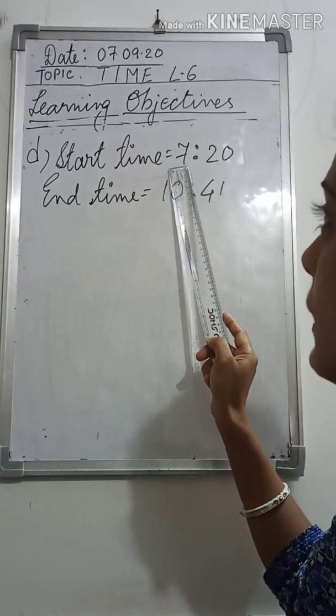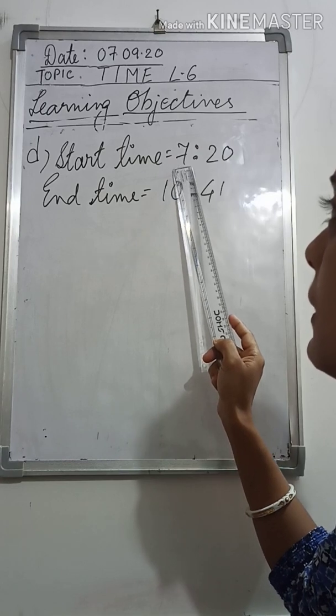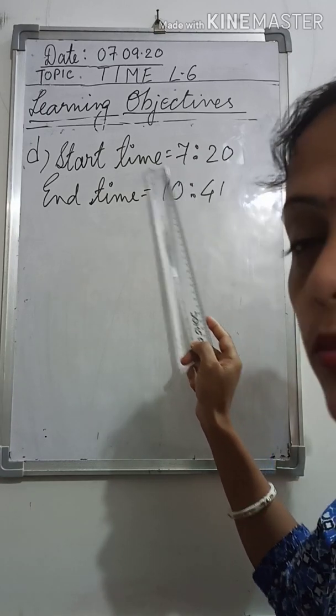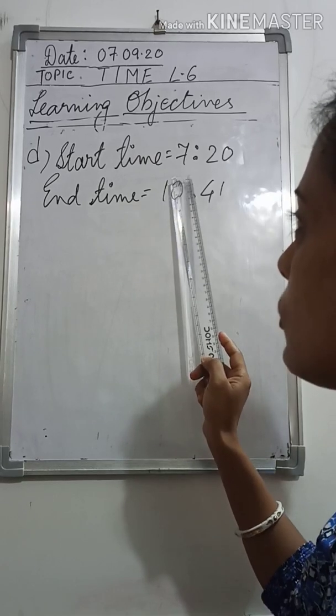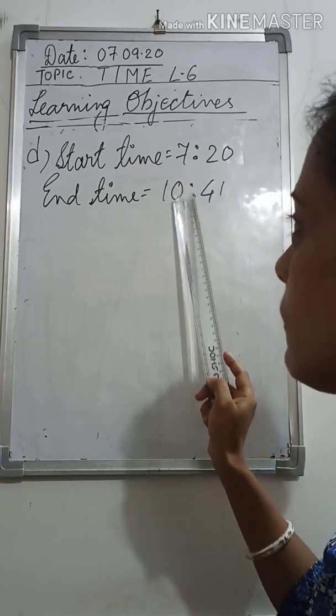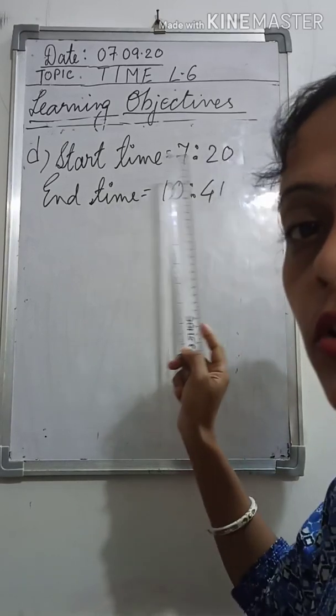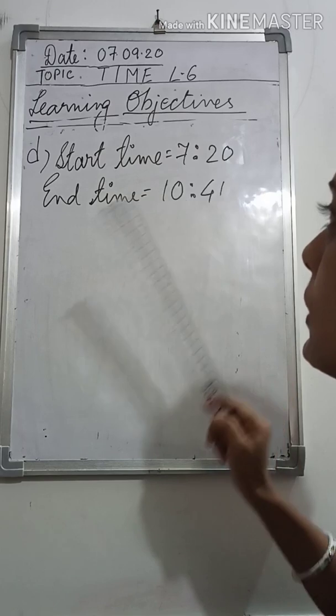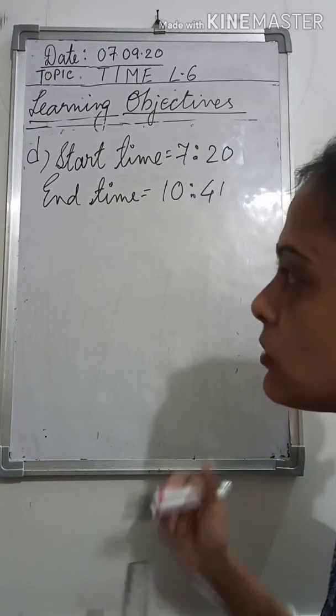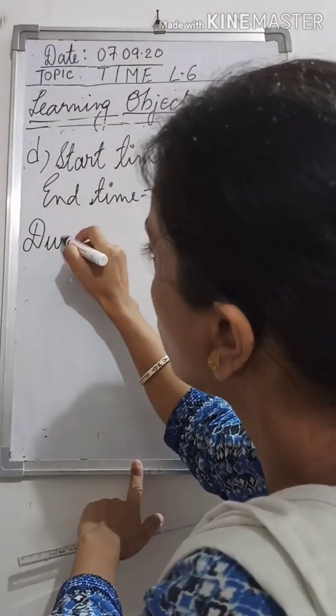In the starting time, the hour part is 7. That means it's less than 12, which means it's morning time. Again, you can see this ending time's hour part is also less than 12. It's 10, so it's also morning time. So from 7:20 to 10:41, what is the time duration? We are asked to find the time duration.